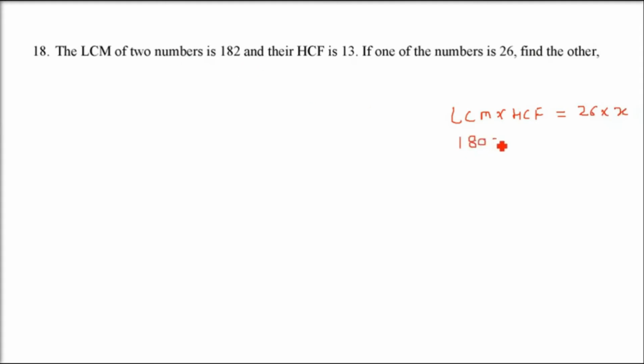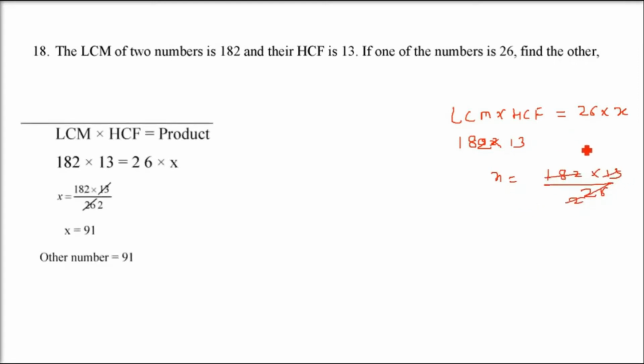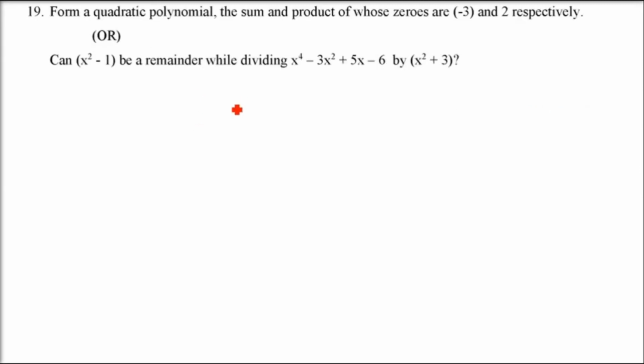So x equals 182 multiplied by 13 and divided by 26. So 182 multiplied by 13 divided by 26. 13 2s are 26, 9 2s are 18, 1. 91 will come. So the other number is 91. 91 is the answer.